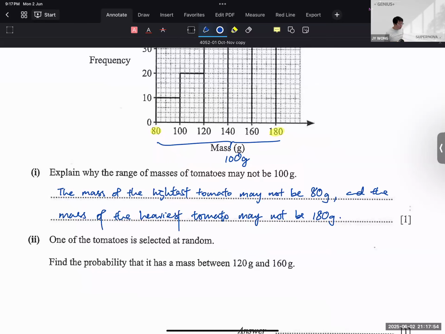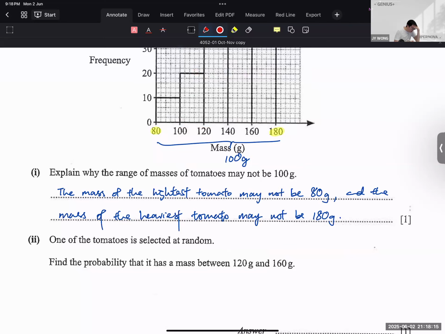That's it. What does that mean? For your range to be 100, your lightest tomato must be 80 grams, and your heaviest tomato must be 180 grams. But it may not be the case, because this is again what we call a class interval.